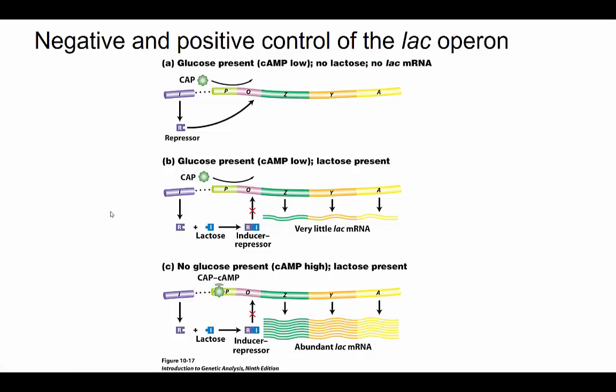For the second scenario, if glucose was present, so if glucose was high, cAMP is the opposite. cAMP would be low. And in this case, CAP would not bind to the region near the promoter since it doesn't have its coactivator. If lactose was present in this case, lactose would bind to LacI, the lac repressor, and make it fall off of the DNA. And so you don't have the activator, but you also don't have the repressor there.